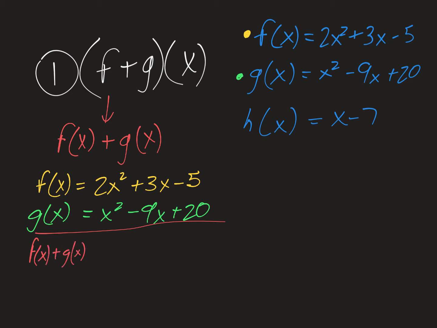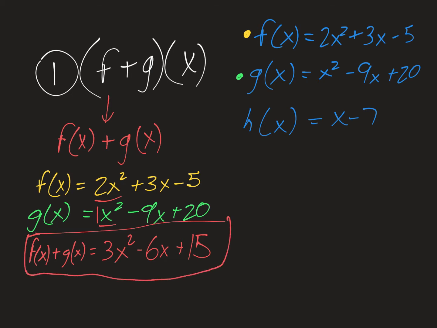I lined these up at the beginning because I really want it easy to add. So if I just combine my like terms, 2x squared plus x squared, there's 1, 2, 3 x squareds. 3x plus negative 9x is going to be minus 6x. And negative 5 plus 20 is positive 15. So this right here is your f of x plus g of x, what the result is.